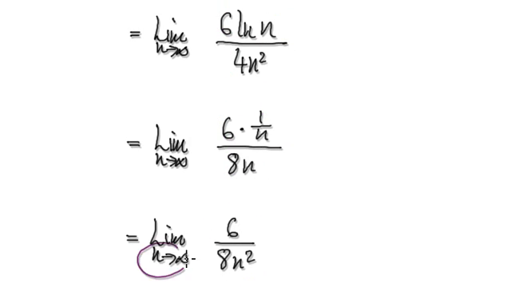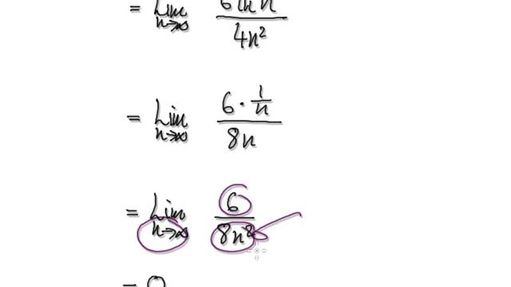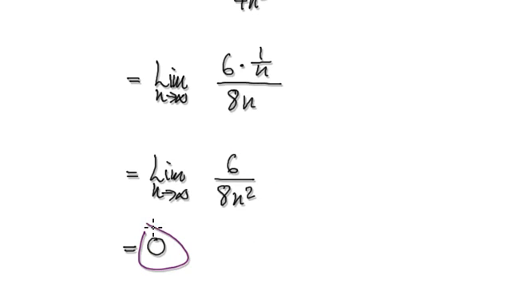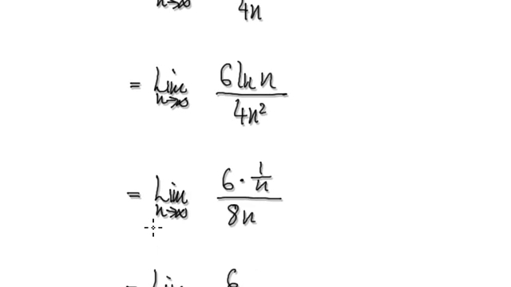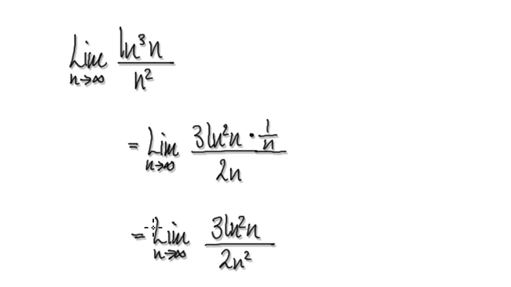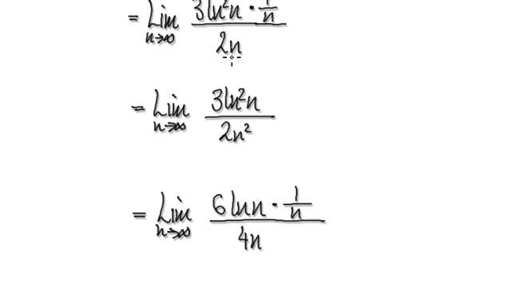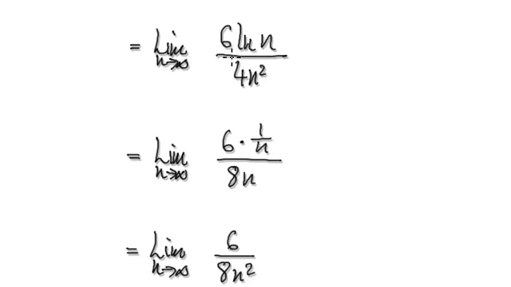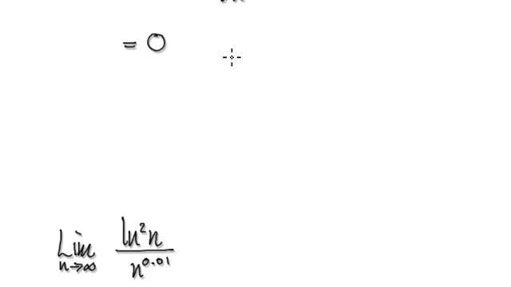So now as n heads towards infinity, this is a constant. This is just going to get bigger and bigger and bigger. So the limit will be 0. So if you have this 3 and 2, the limit is actually 0. Let's look at another example.